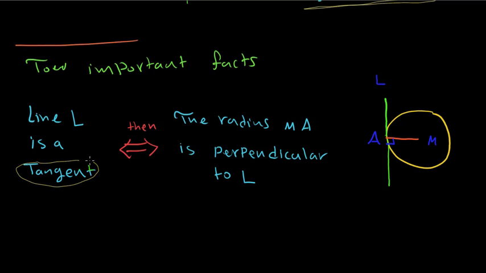So if L is a tangent, then the radius is perpendicular to it. If MA is a radius and perpendicular to L, then L will be a tangent.